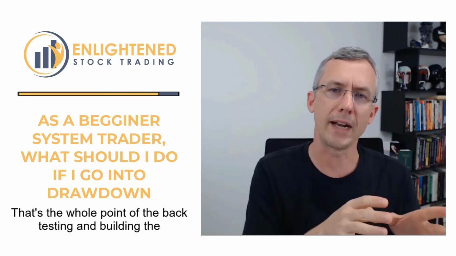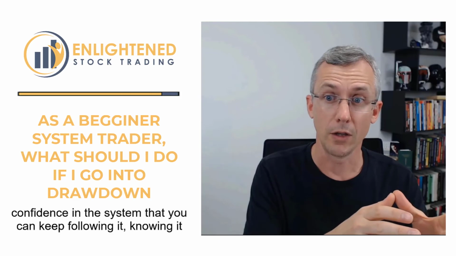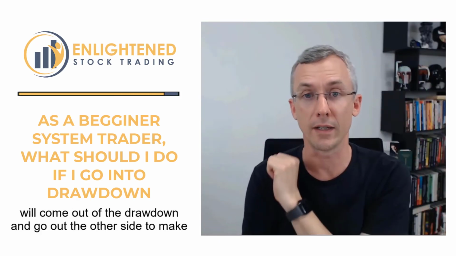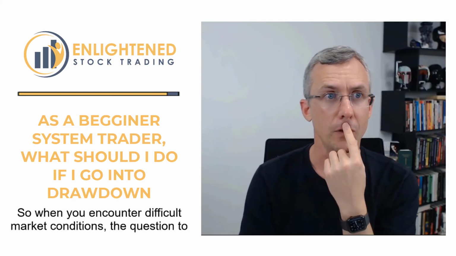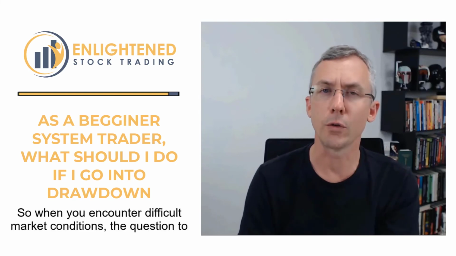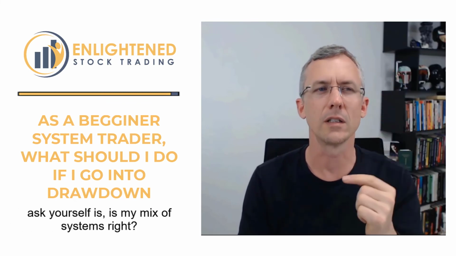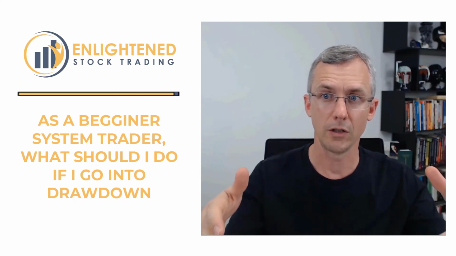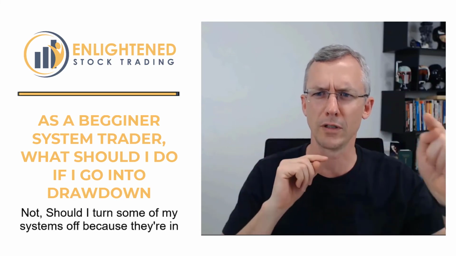That's the whole point of the back testing and building the confidence in the system, that you can keep following it, knowing it will come out of the drawdown and go out the other side to make money. So when you encounter difficult market conditions, the question to ask yourself is, is my mix of systems right? Not, should I turn some of my systems off because they're in drawdown?